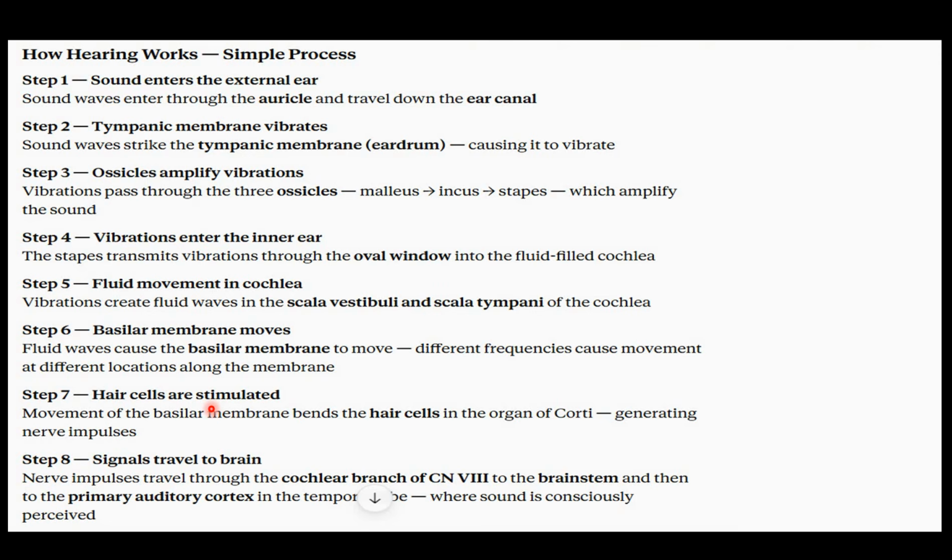Then we have step 7, hair cells are stimulated. Movement of the basilar membrane bends the hair cells in the organ of Corti and generates nerve impulses. And at the end, signals travel to the brain. Nerve impulses travel through the cochlear branch of CN8 to the brainstem, and then to the primary auditory cortex in the temporal lobe, where sound is consciously perceived.